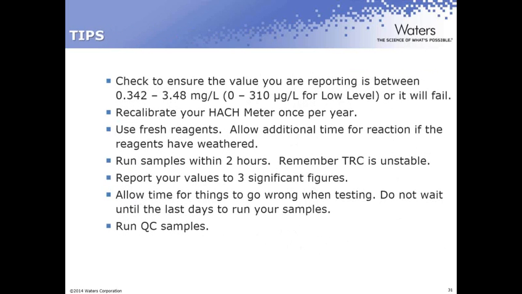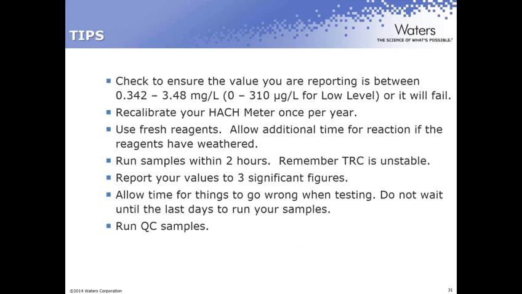So again, some tips for your chlorine. Check to ensure that the value that you're reporting is between 0.342 and 3.48 milligrams per liter. That's your practical quantitation range for chlorine. Or if you're running a low-level sample, make sure that your value is between 0 and 310 micrograms per liter. That's your practical quantitation range for your low-level. Anything outside of those ranges will definitely fail, and you don't want to report that.